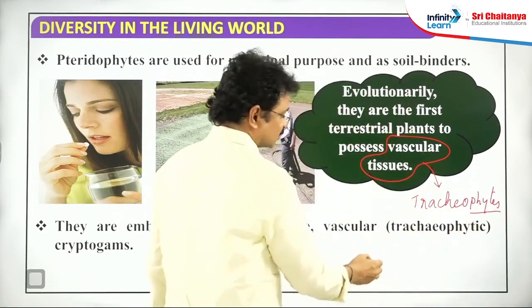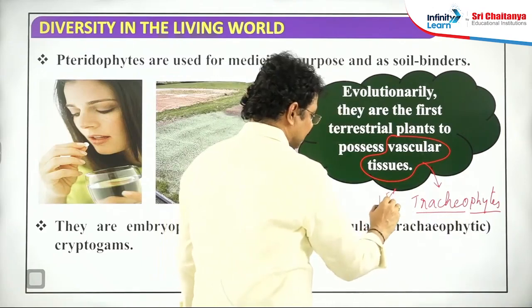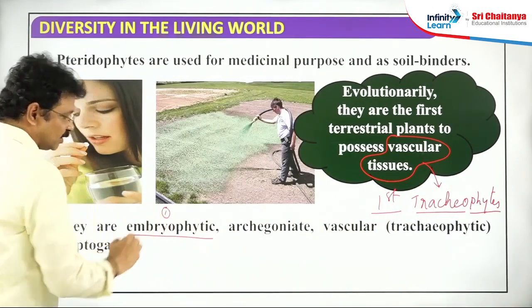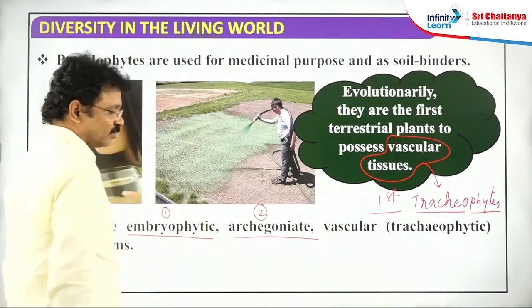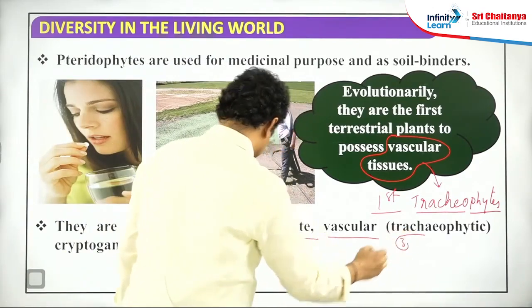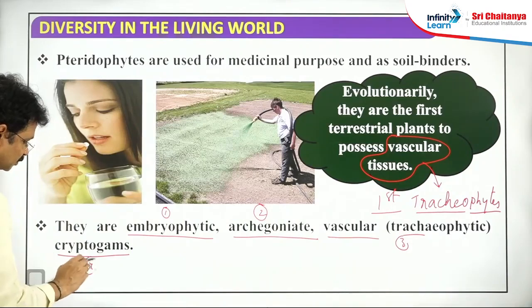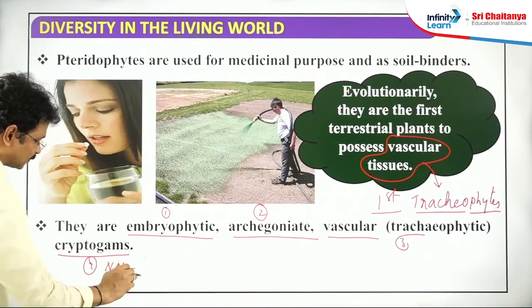Pteridophytes are a group of plants with vascular tissues. These are the first vascular plants in the entire plant kingdom. They are embryophytes because an embryo is formed in the life cycle. The female sex organ is the archegonium, that's why they are archegoniates. Vascular tissues are present, that's why these are tracheophytes. No flowers, that's why these are cryptogams, non-flowering plants, also called cryptogams.